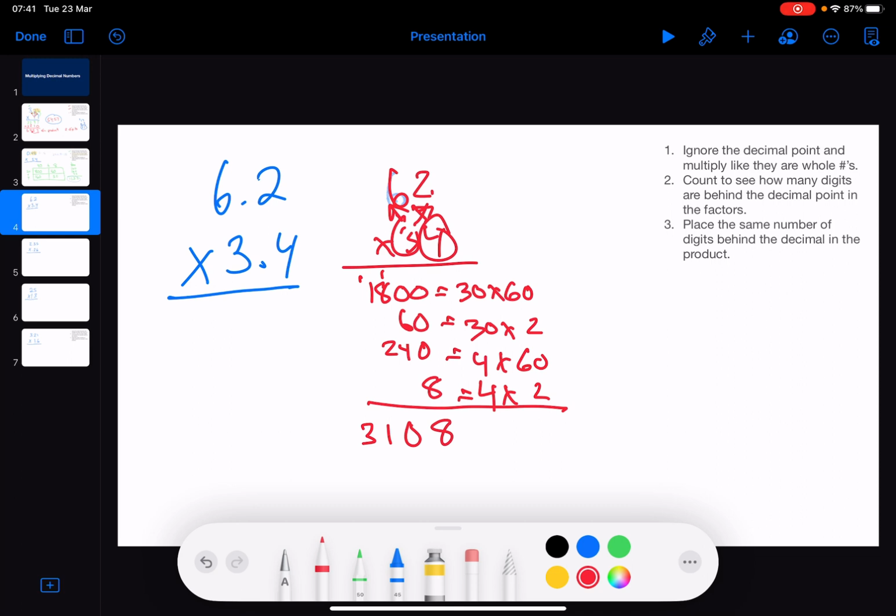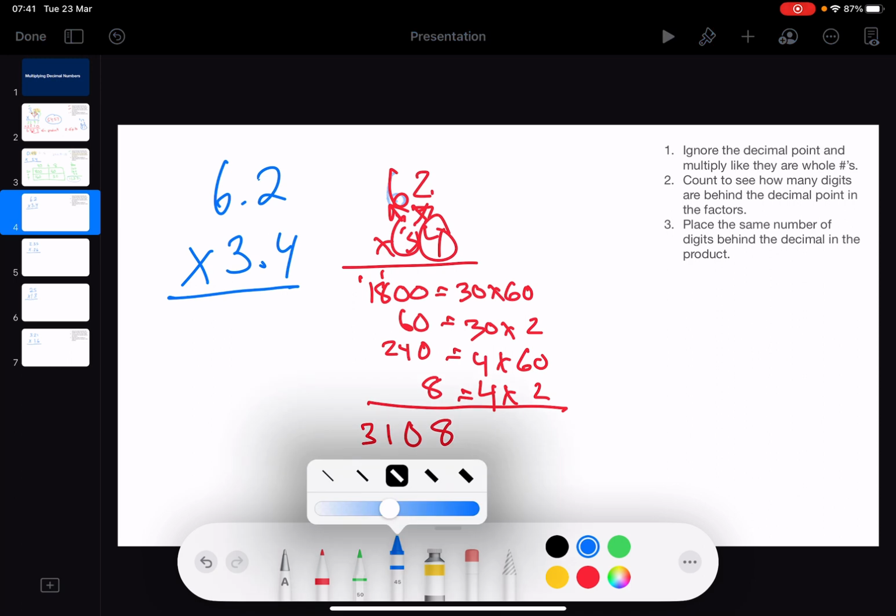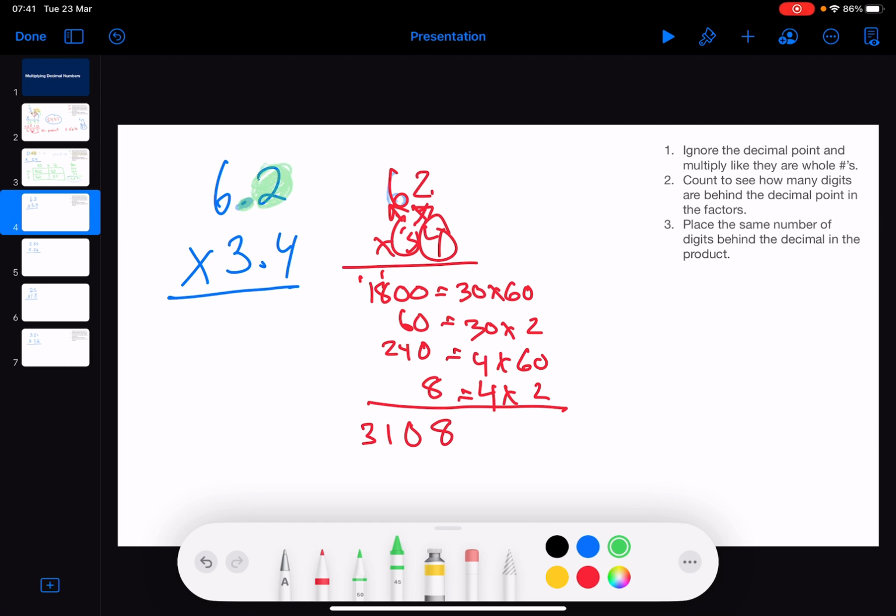It's 6 and 2/10 times 3 and 4/10. So in this problem, we see there's a decimal point here, and there's 1 digit behind the decimal point. I go to my other factor, there's a decimal point there, and there's a second digit. So now we have 2 digits behind the decimal point. So in my answer, I have to come over here, and I have to have 2 digits behind the decimal point. So the 8 and the 0 make 2 digits behind the decimal point. My decimal point goes right there.